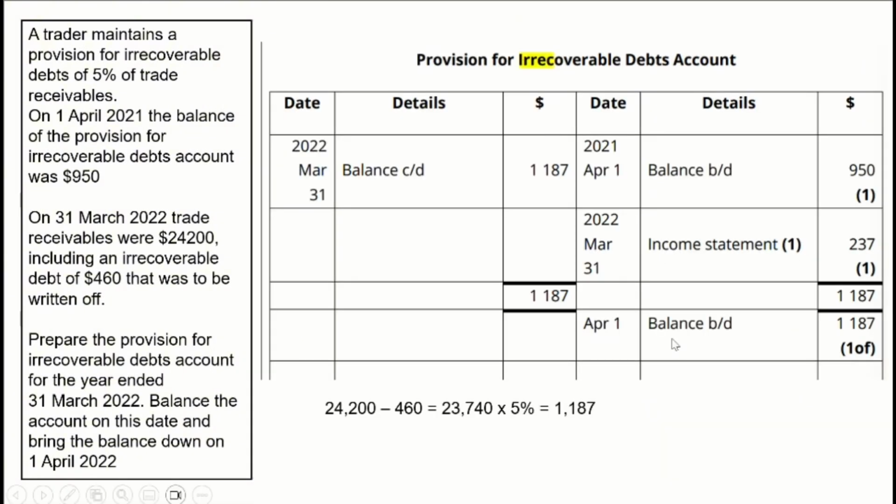As you can see here, enter the opening balance first, which is $950, the opening provision for irrecoverable debt. Calculate the net trade receivables. $24,200 take away $460 should give $23,740. Calculate 5%, which should be $1,187.